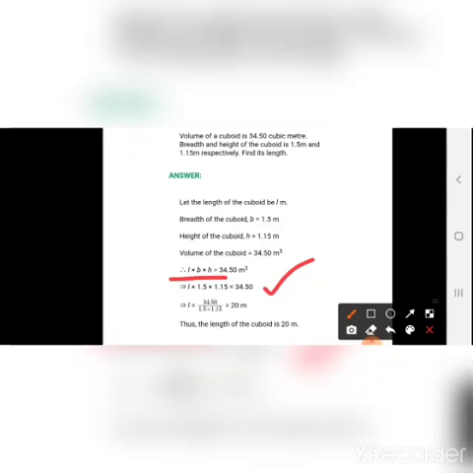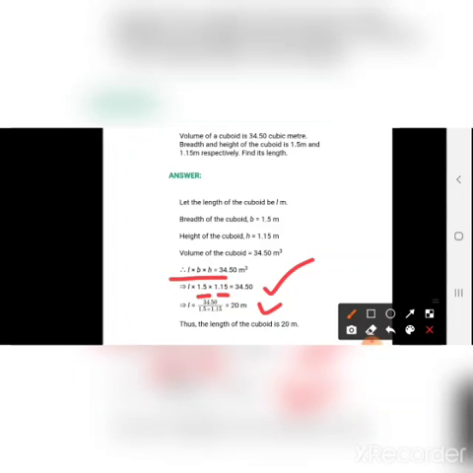In this example of a cuboid, you can see the volume of the cuboid is given as 34.50. L you have to find out; breadth and height are given. So the formula we use is the same: L into B into H is equal to volume. The two sides, breadth and height, we know, and the volume we know. As we substitute the remaining numbers, that is 1.5 and 1.15, we have to divide 34.50 by them, and you will get 20 meter as its length.